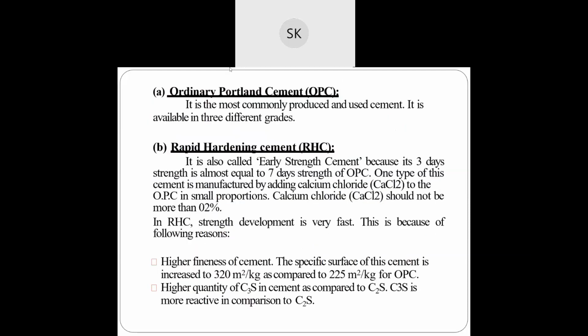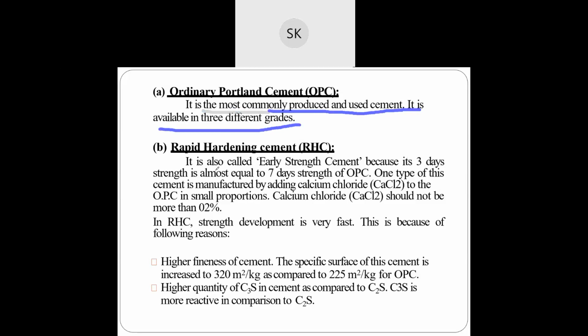Okay, let's continue. Ordinary Portland cement. It is the most commonly produced and used cement. It is available in three different grades, and it is easily available in the market. You will get three different grades, 43, 53, and one more, but 43 and 53 are the most common.